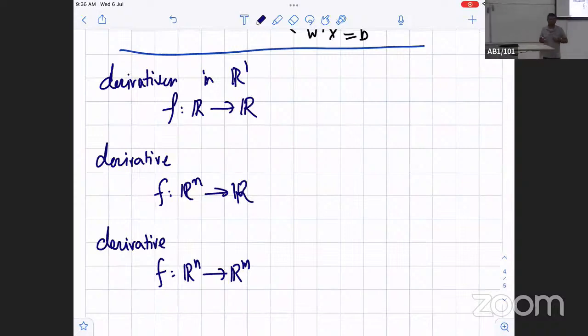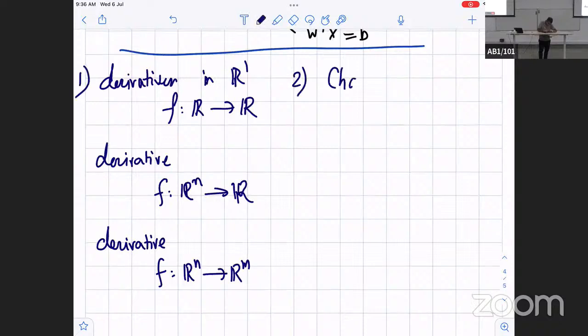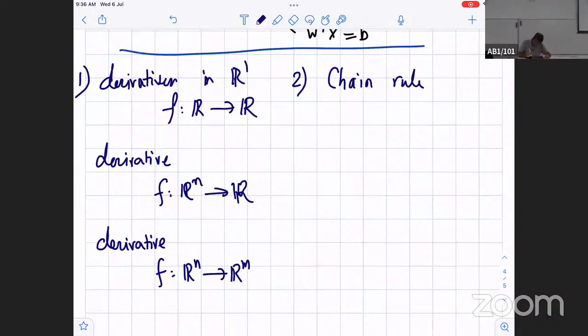After this we will look at the chain rule. So this is one, and the second one is the chain rule. Now derivatives in R1, everybody has done it. So what is it? Somebody from this side? How do you define derivatives for functions from R to R?